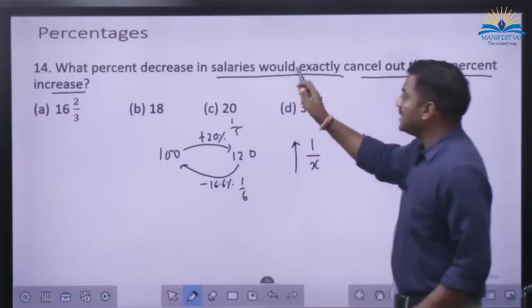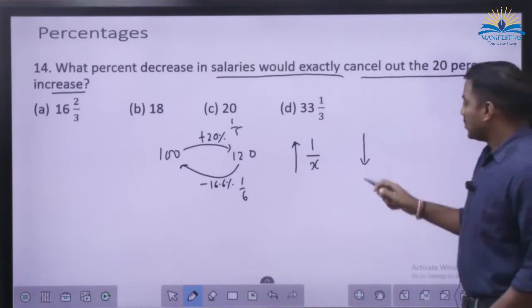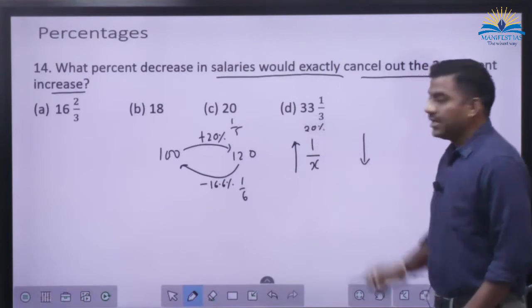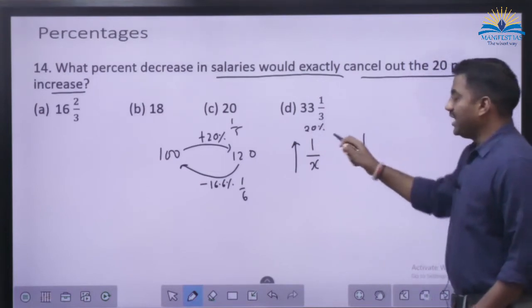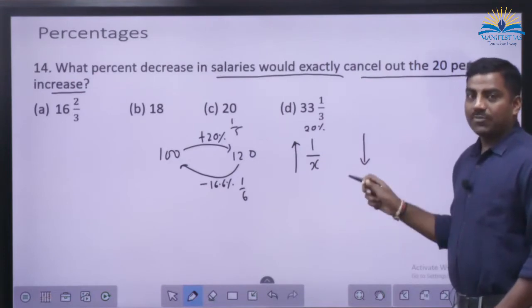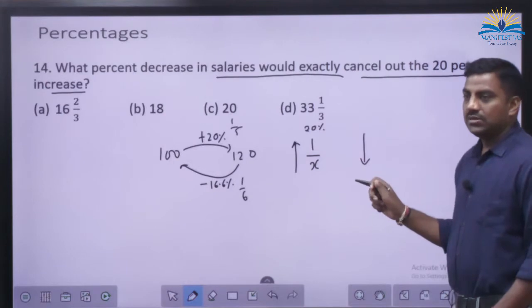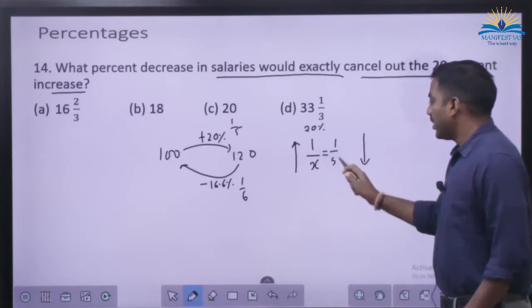What percent decrease in salaries would cancel out the 20% increase? So they are raising by 20%. They are increasing something by 20%. So 20% as a fraction, what is it? What fraction is 20%? 1 by x is 1 by 5.